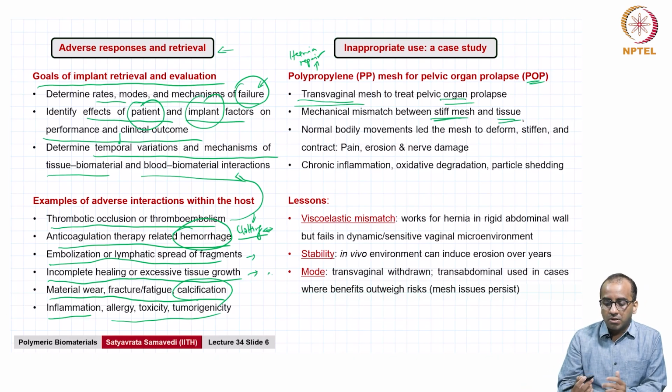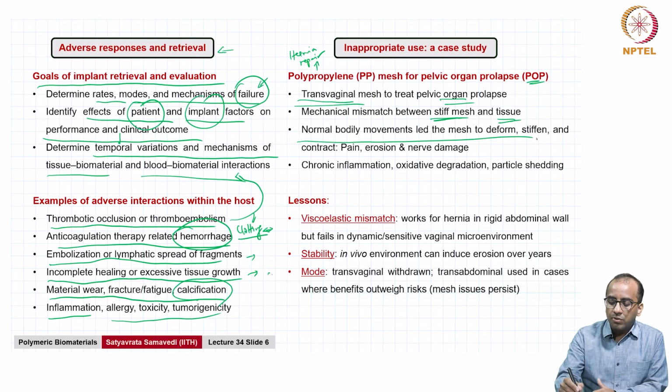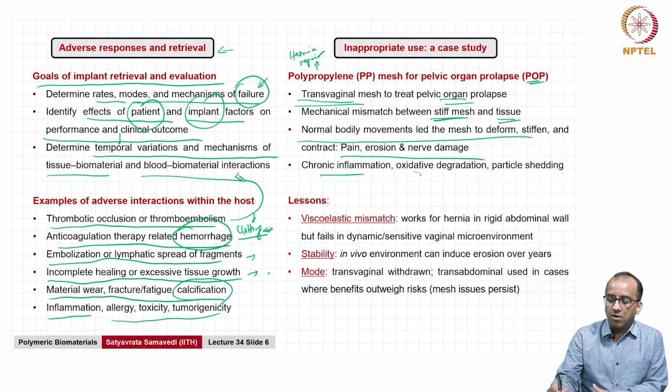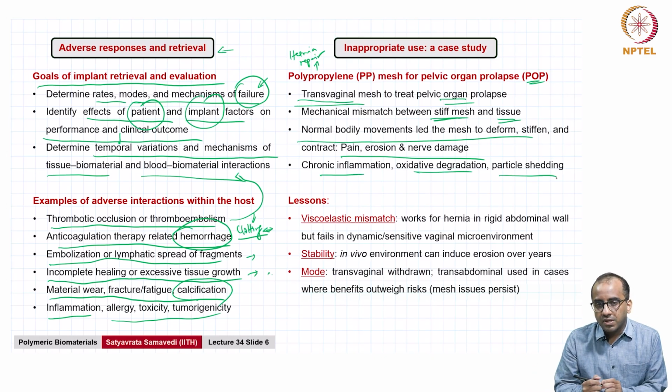So, what happened is, normal bodily movements led to the mesh deforming, stiffening and contracting, leading to pain, erosion and nerve damage for the patients. Patients also reported chronic inflammation, oxidative degradation and particle shedding. Now, what happened here? Why did this happen? And what are the lessons we can learn from this case study?